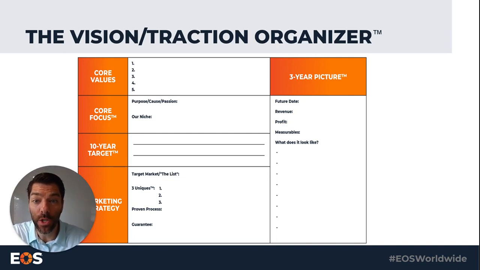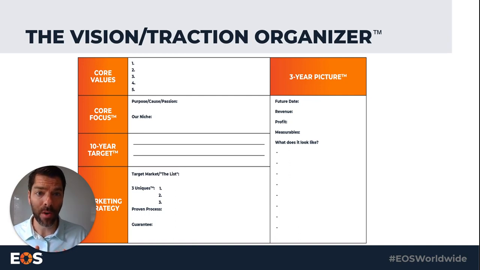The third question is your 10-year target. That is your BHAG, your big, hairy, audacious goal. It's designed to get you on the same page with where you're going long term. Then we have your marketing strategy, which is who you want to be talking to with your target market and what you should be saying, what makes you different and better than the competition. So from there, we know who we are at the core, what you're the best at, where you're going, and how you're going to get there with your marketing strategy.